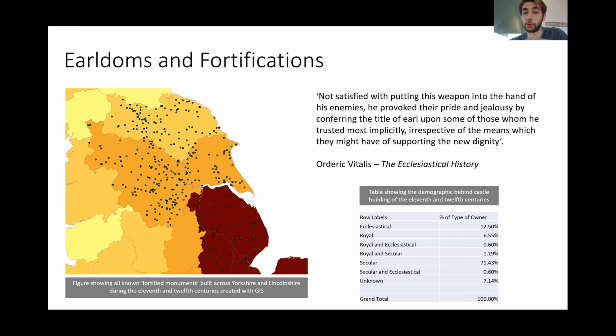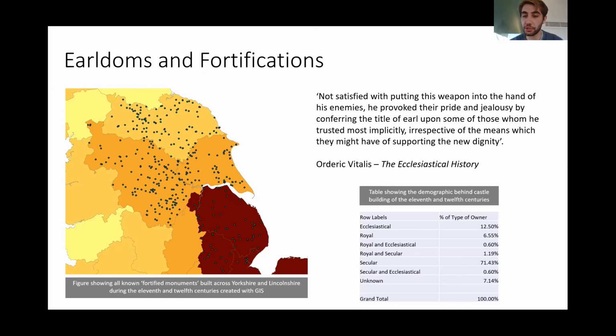Historians have taken the contemporary sources from the time. Ulric Vitalis writes that the earldoms and the changes to the power structure were disproportionate to that of the crown, which I don't necessarily agree with.